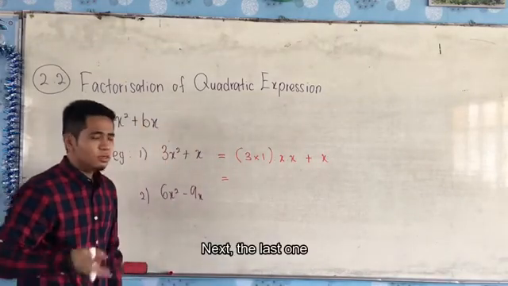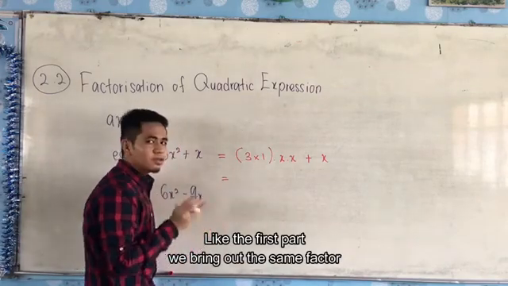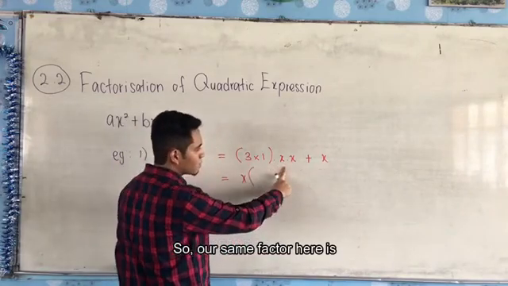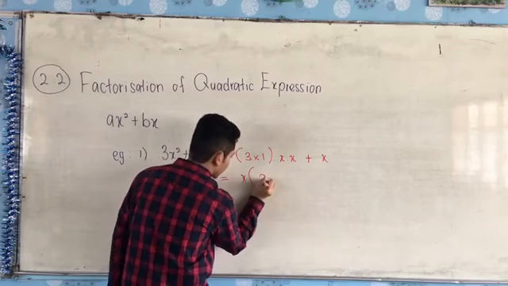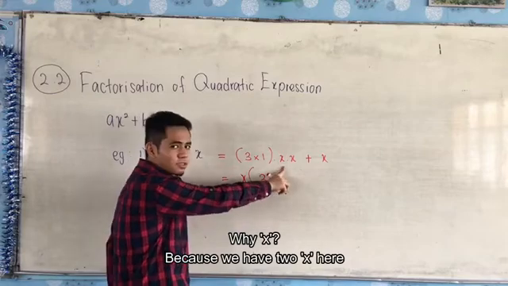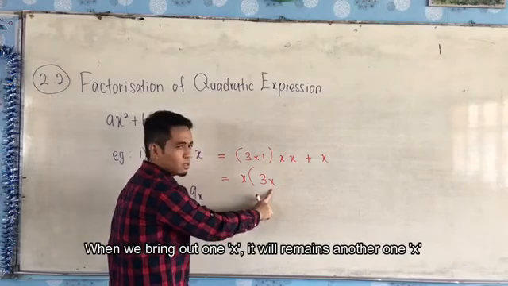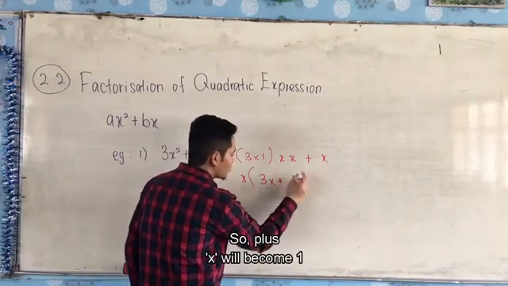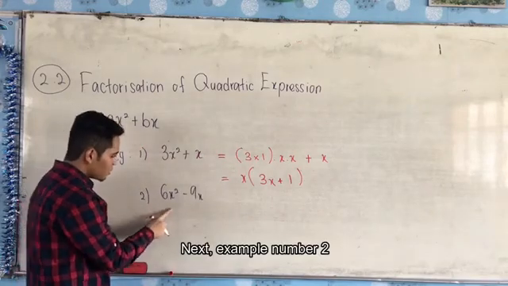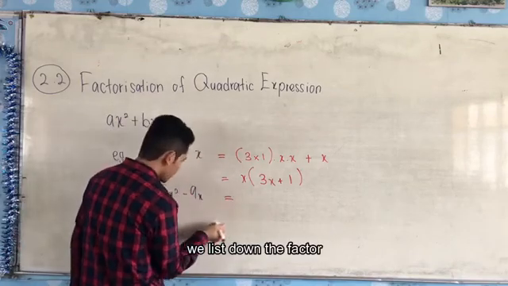So next, the last one, like the first part, we bring out the same factor. So our same factor here is x. So the remaining is 3x. Why x? Because we have 2x here. When we bring out 1x, it remains 1x here. So plus x will become 1. Okay. Next, example number 2. We list down the factors.